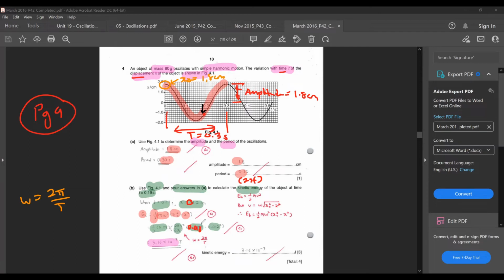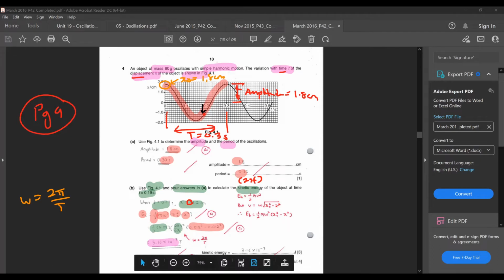0.018 squared minus 0.012 squared. I didn't show the negative inside, because I know that once I square, the negative sign will be gone in the first place. So there's no need to show. So that one should be okay, right? Okay, so this question is done.